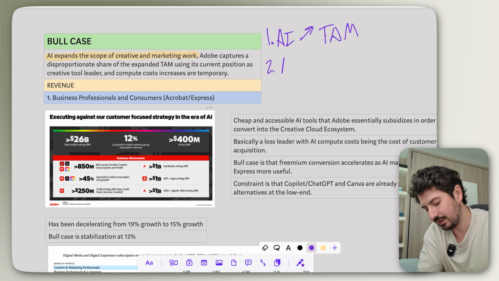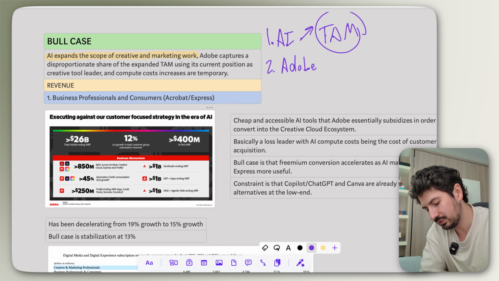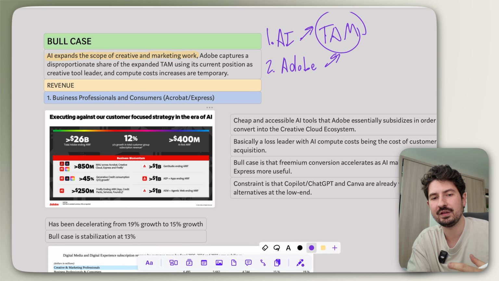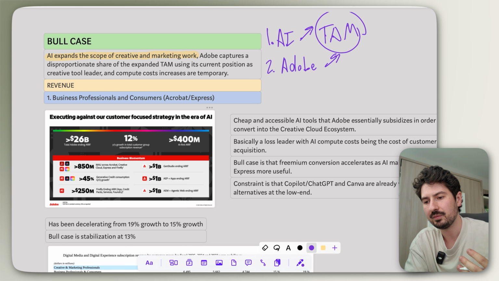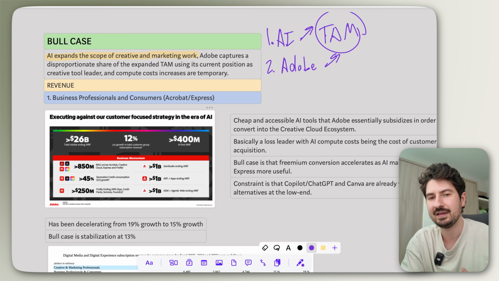The second point is that Adobe captures most of this market. They're able to use their position as the current leader in the creative marketplace to become the go-to tool in the AI landscape.